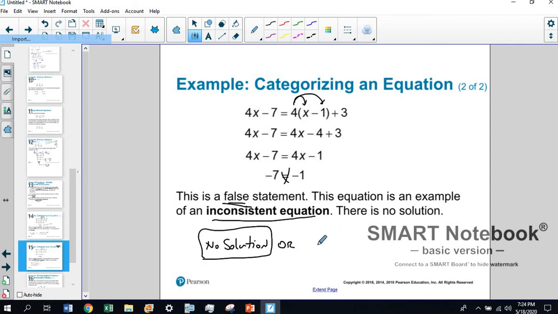Or shorthand for no solution is 0 with a line through it. That's called the empty set, which means your set of solutions is empty. There are no solutions. Either one of those is fine.